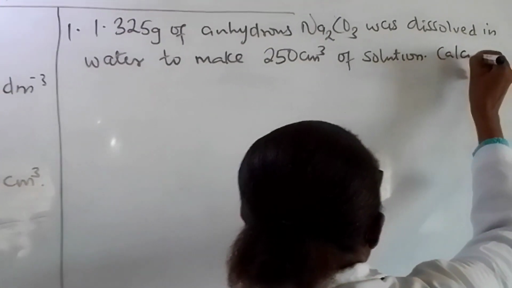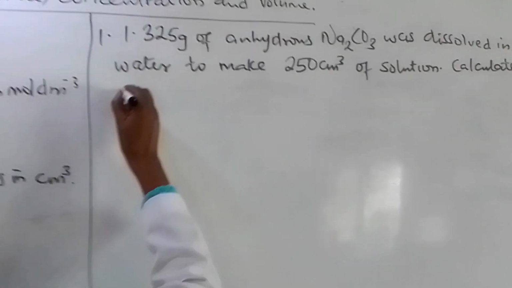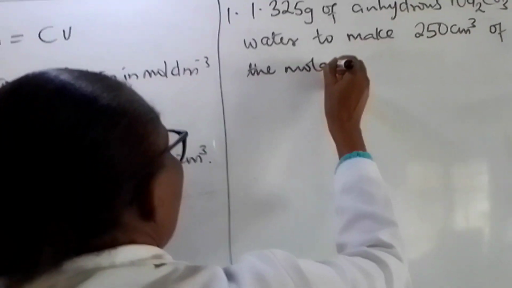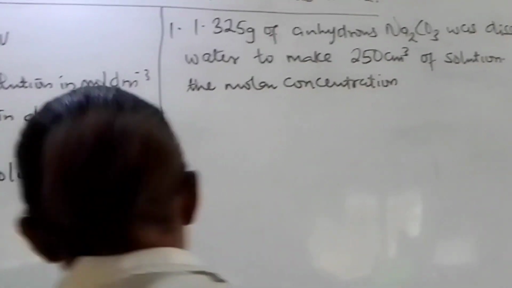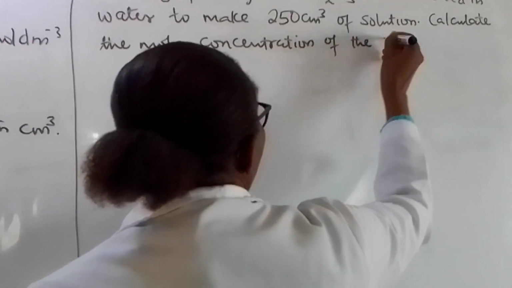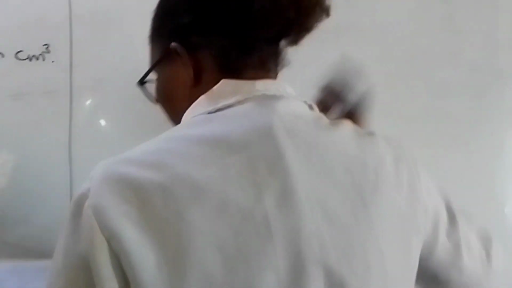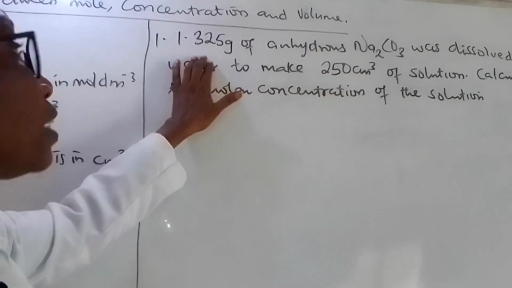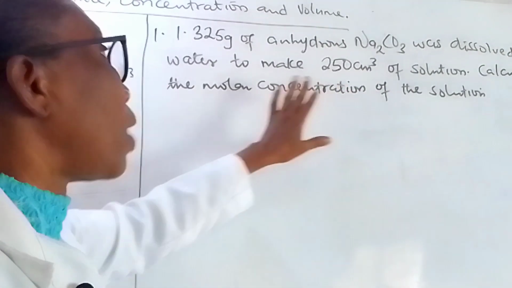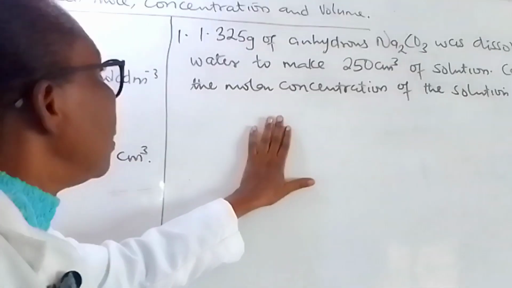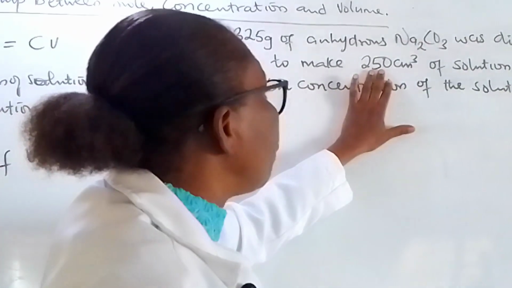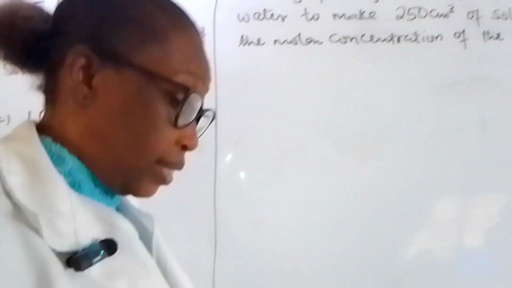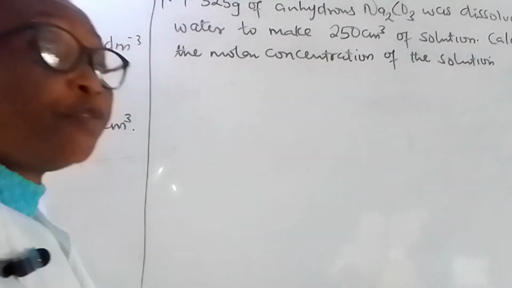Calculate the molar concentration of the solution. Now we have the mass of the anhydrous sodium trioxocarbonate 4 that was dissolved in water, and what volume? 250 cm cube of solution. To make up 250 cm cube of solution, we are asked to calculate the concentration of the solution.